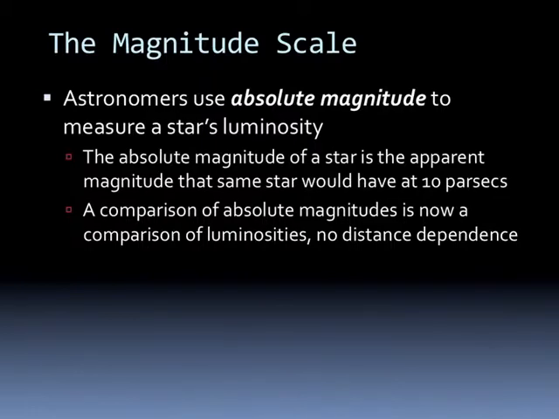So astronomers use absolute magnitude to measure a star's luminosity. The absolute magnitude of a star is the apparent magnitude that same star would have at 10 parsecs. A comparison of absolute magnitudes is now a comparison of luminosities, and there's no distance dependence.